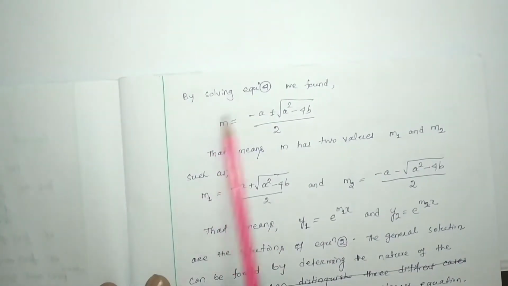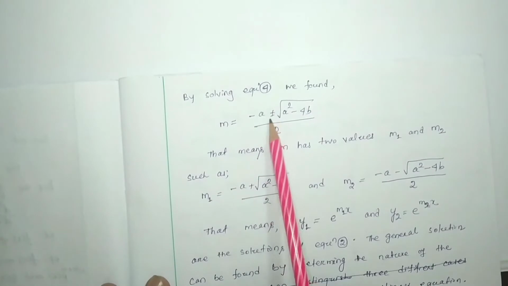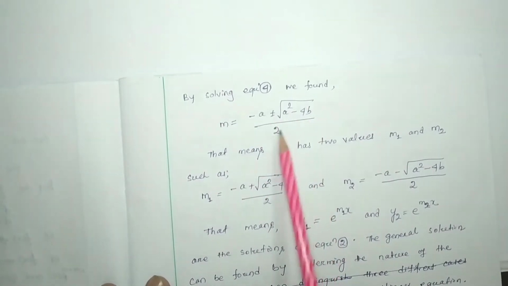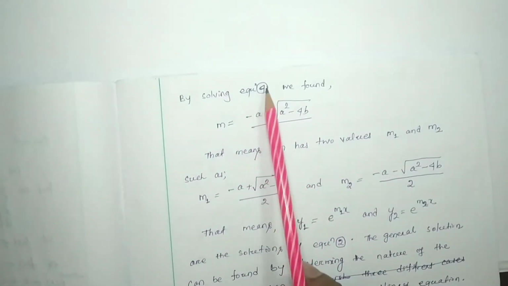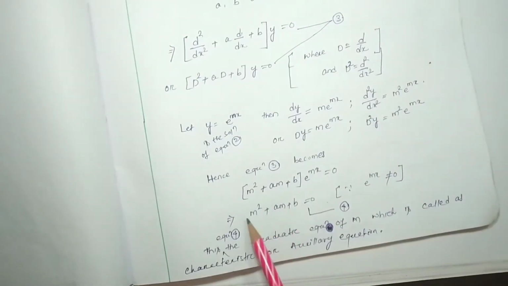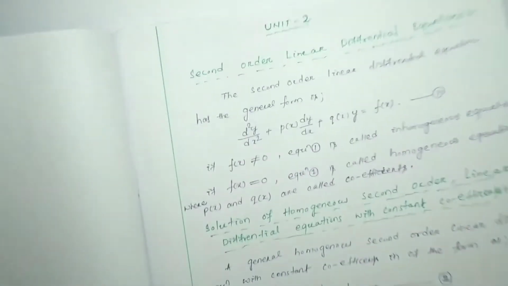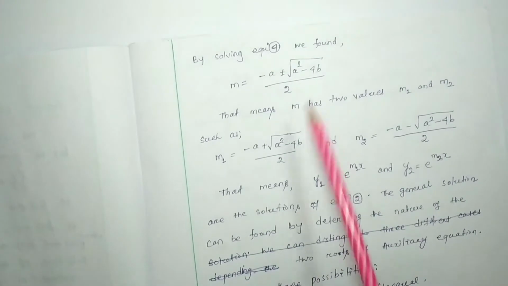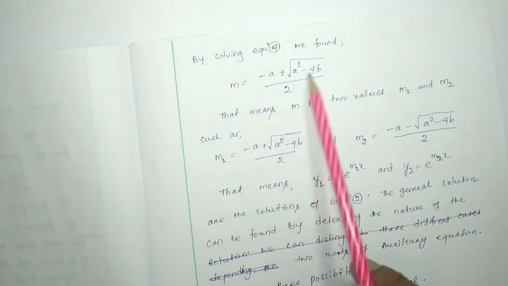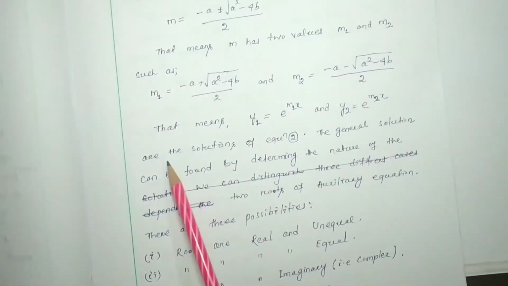By solving equation number 4, we found m equal to minus b plus or minus square root of b square minus 4ac by 2a. So if we follow this equation number 4, minus b is a, b is a, and a is 1, c is b. So here we can write this will be minus a plus or minus square root of a square minus 4b by 2, and the two roots will be m1 and m2.